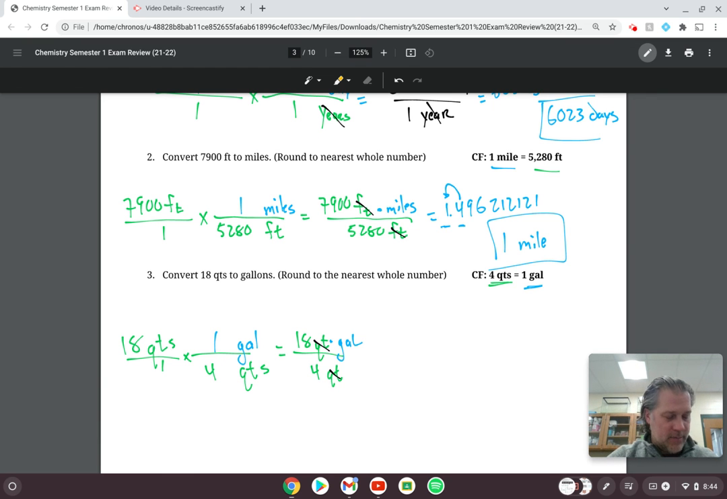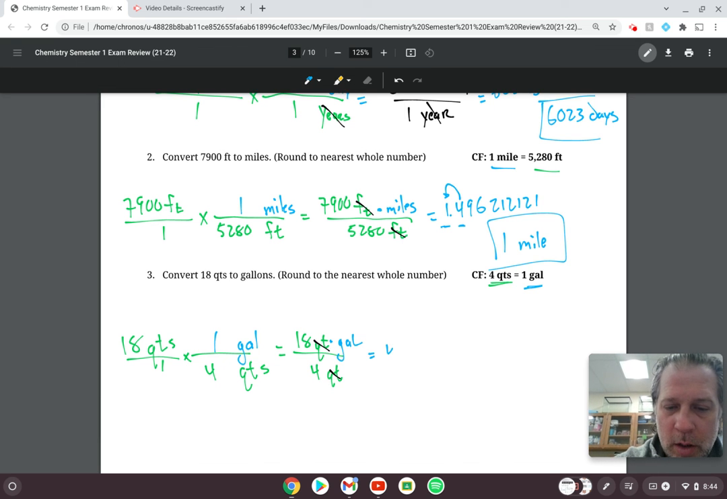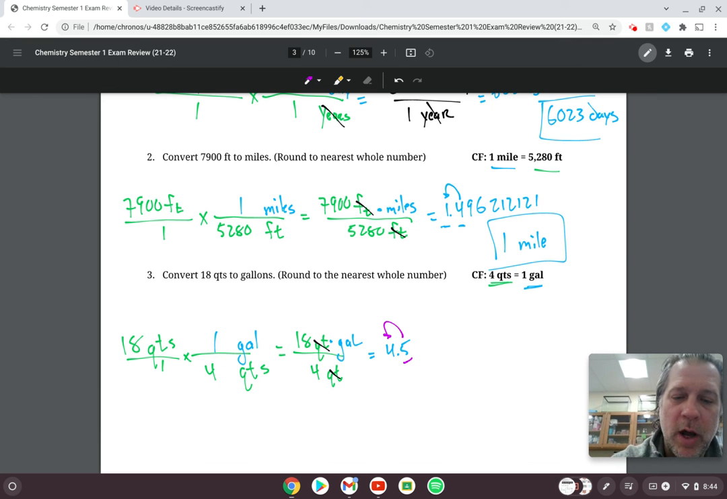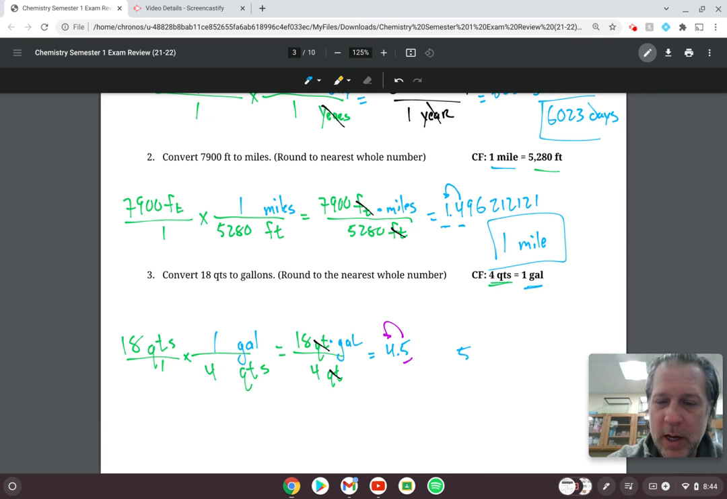So 18 divided by 4 gives me 4.5. Again, we're going to round to the nearest whole number. So this 5 will round the 4 up. My final answer here is going to be 5 gallons.